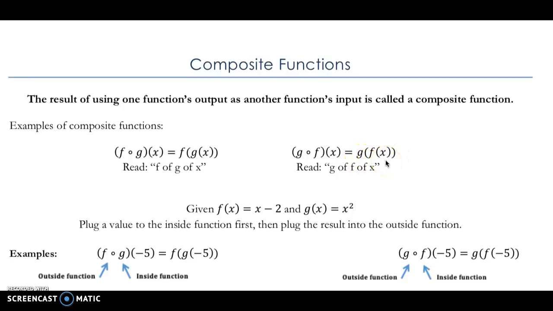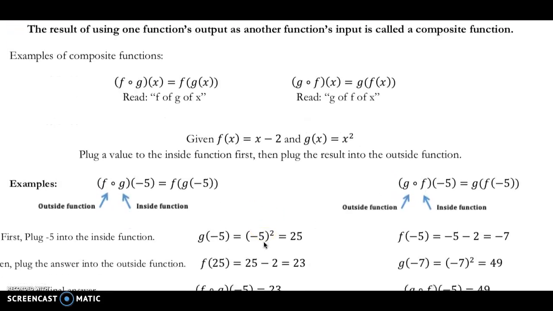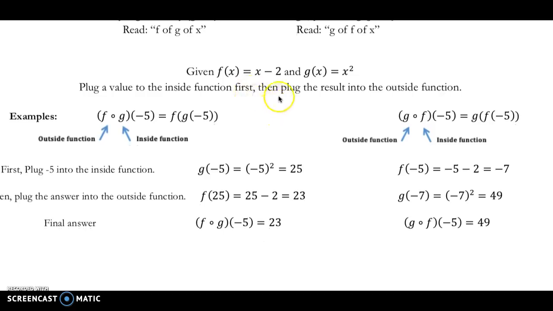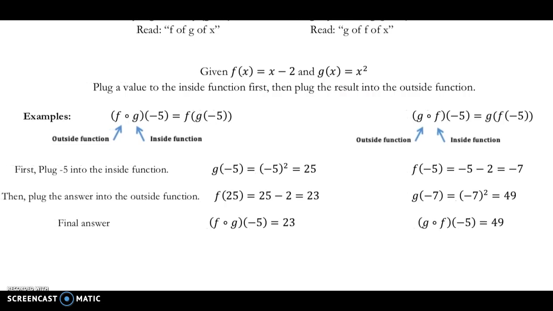So that's just a little bit of intro on what compositions look like. We're going to talk next about how to use them. So our first example here says, given f of x equals x minus 2 and g of x equals x squared, plug a value on the inside and then plug it in on the outside. So we're going to try to evaluate using these two functions. This first example says f of g of x.